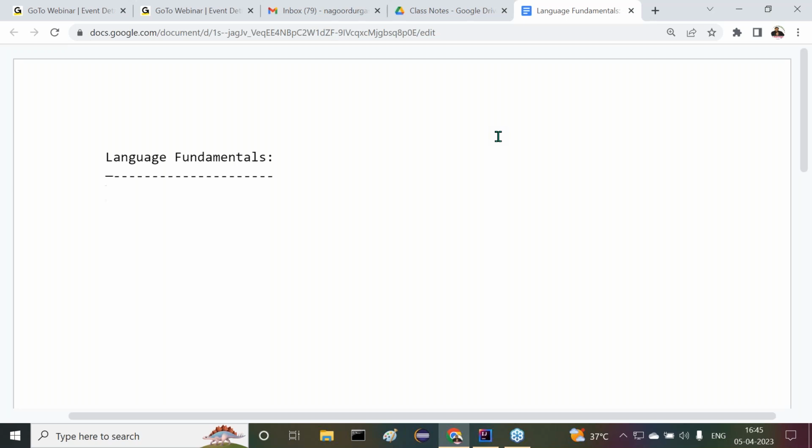Anyway, before that, today the topic is language fundamentals. A very simple topic, and at the same time a required topic for everybody. This topic is required for the people who do not have any awareness of computer science or programming languages.